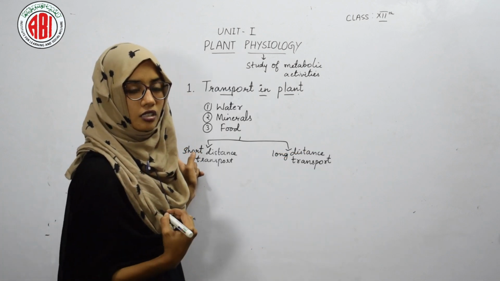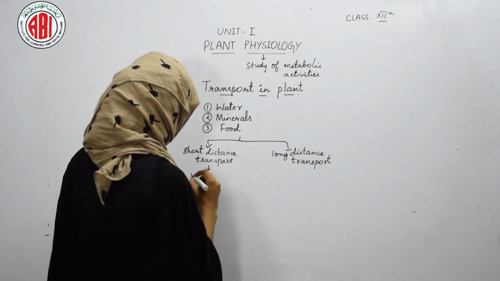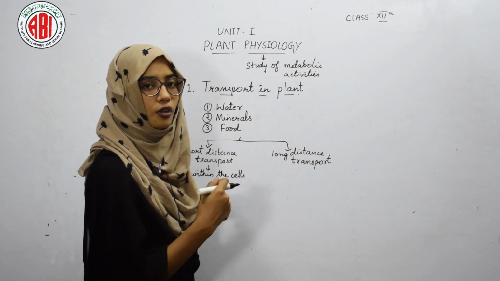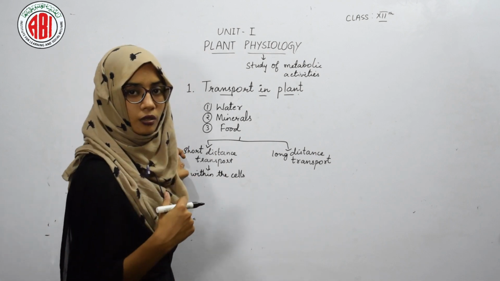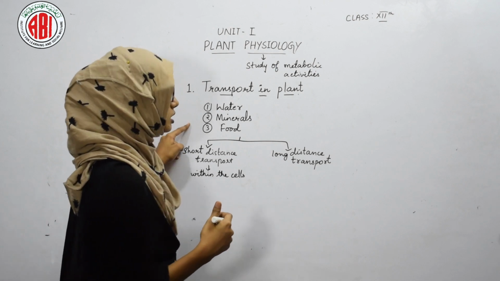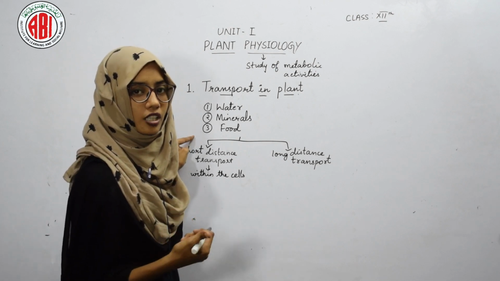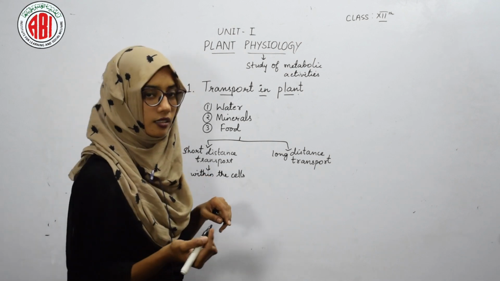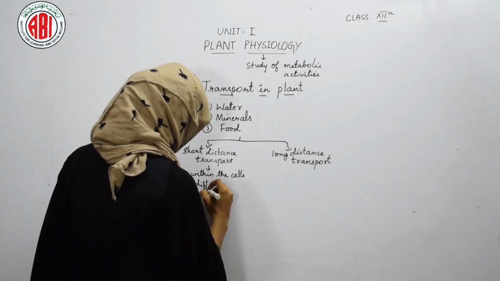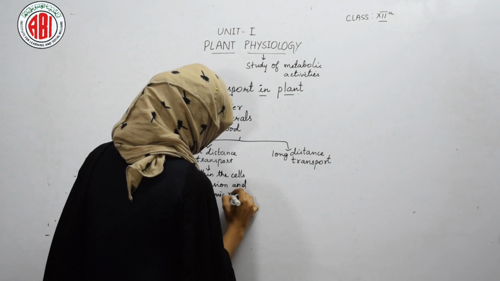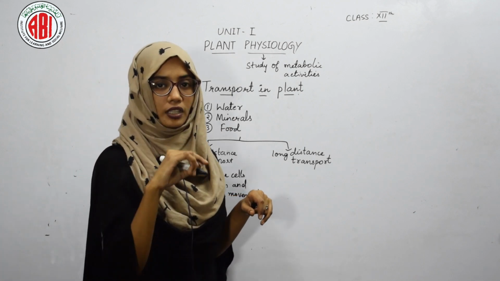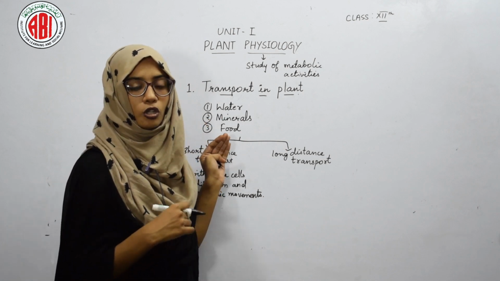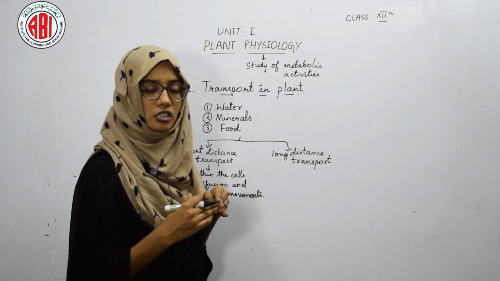Short distance transport occurs within the cells. If these materials need to be transported within the cells or from one cell to another cell, for a shorter distance, then materials like water, minerals and food are transported by processes like diffusion and cytoplasmic movements. The circular movements of the cytoplasm make the materials like water, minerals and food be transported a shorter distance within a plant body.